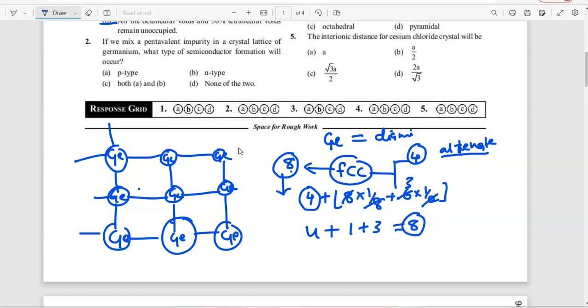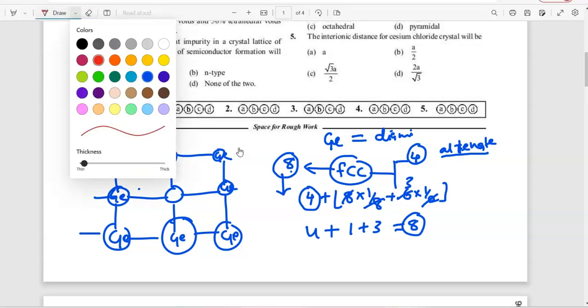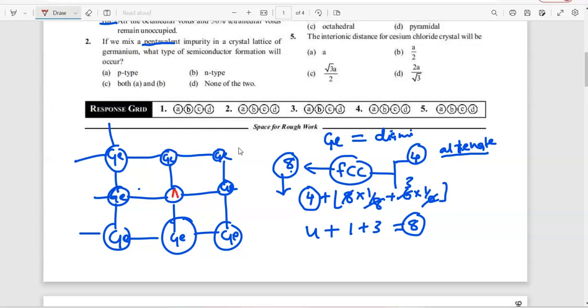So when a germanium atom is replaced by a 15th group element, pentavalent means a 15th group element. An element having 5 valency is called what? Pentavalent. Let's say in place of one germanium, I am going to take another element which belongs to the 15th group. That is arsenic, let's say arsenic. So arsenic will have 5 valence electrons.